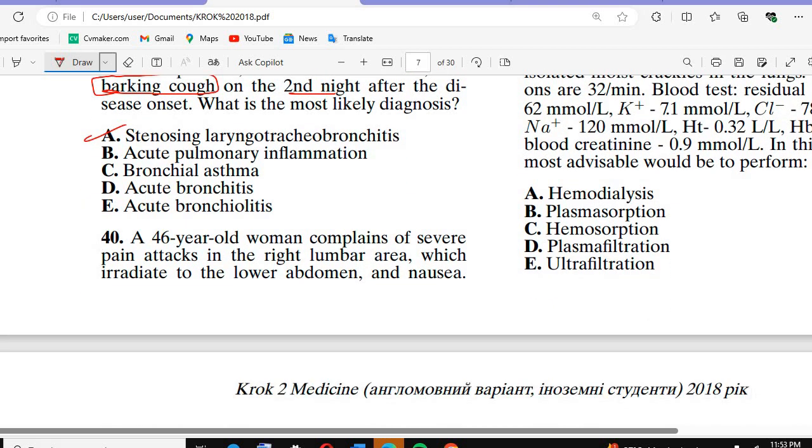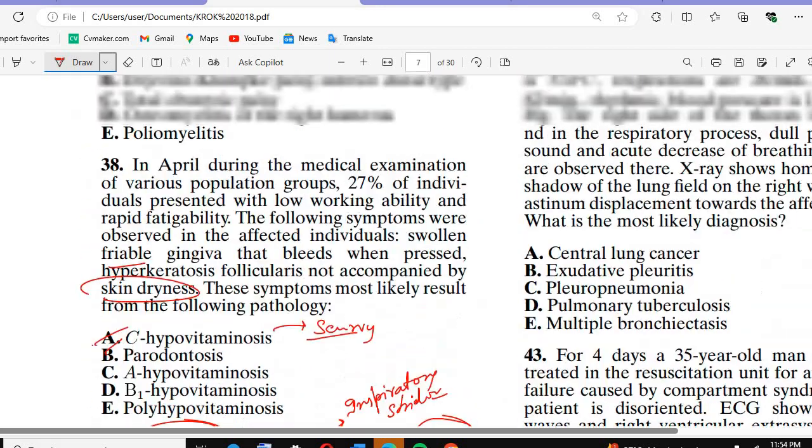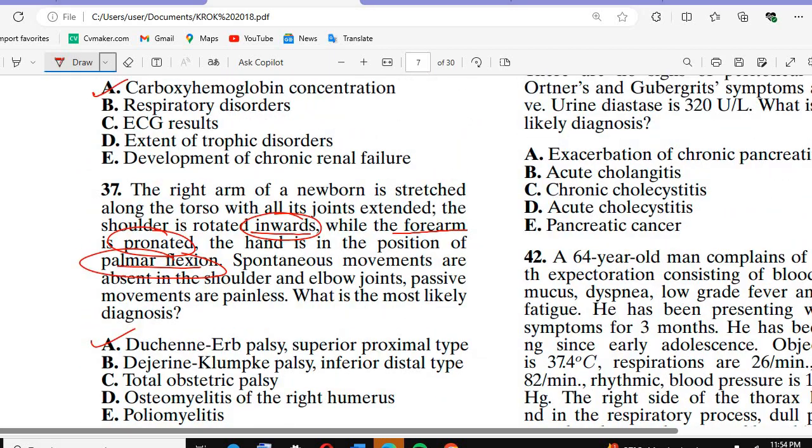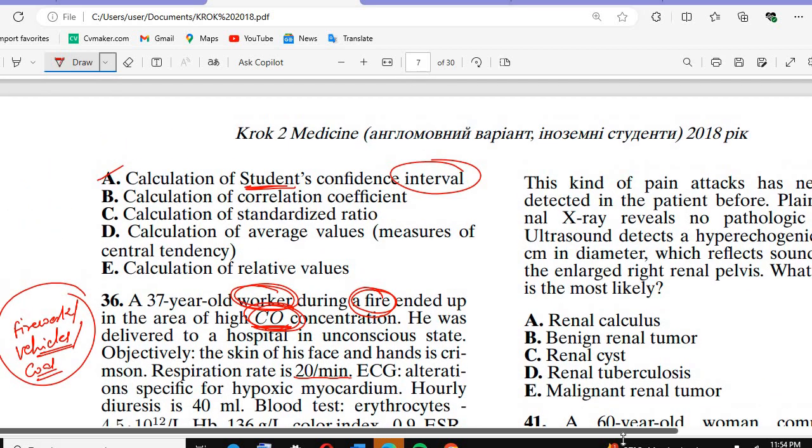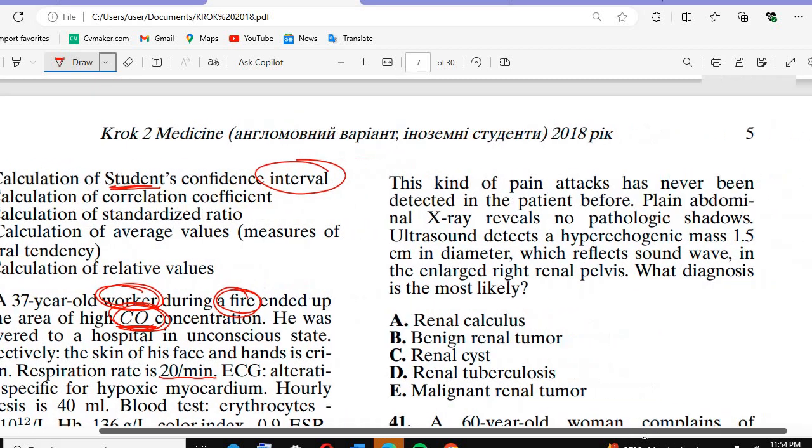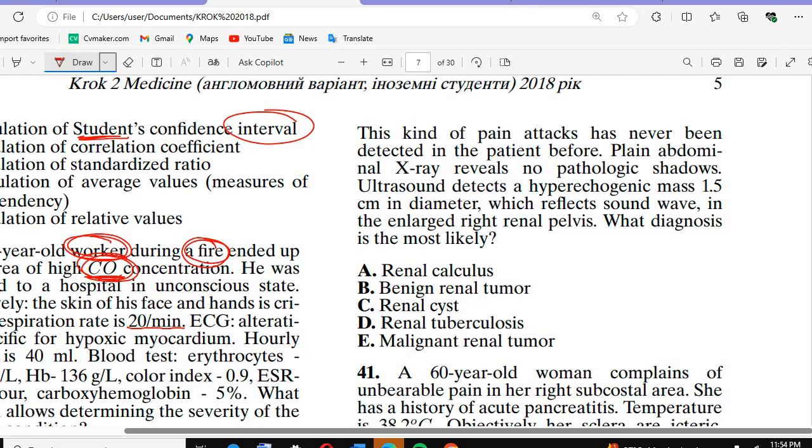Then question number 40: a 46-year-old woman complained of a severe pain attack in the right lumbar area which radiates to the lower abdomen, and nausea is there. So the pain is in the right lumbar area. Assume what the right lumbar area is. This kind of pain attack has never been detected in the patient before. Remember, what is present in our lumbar area? Of course, the kidney. In the patient, the plain abdominal X-ray reveals no pathological findings.